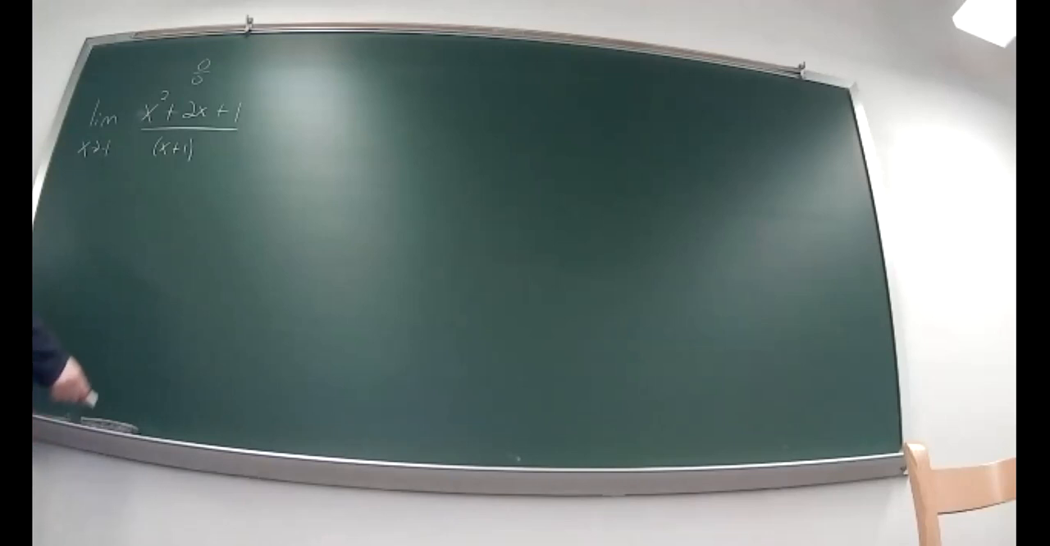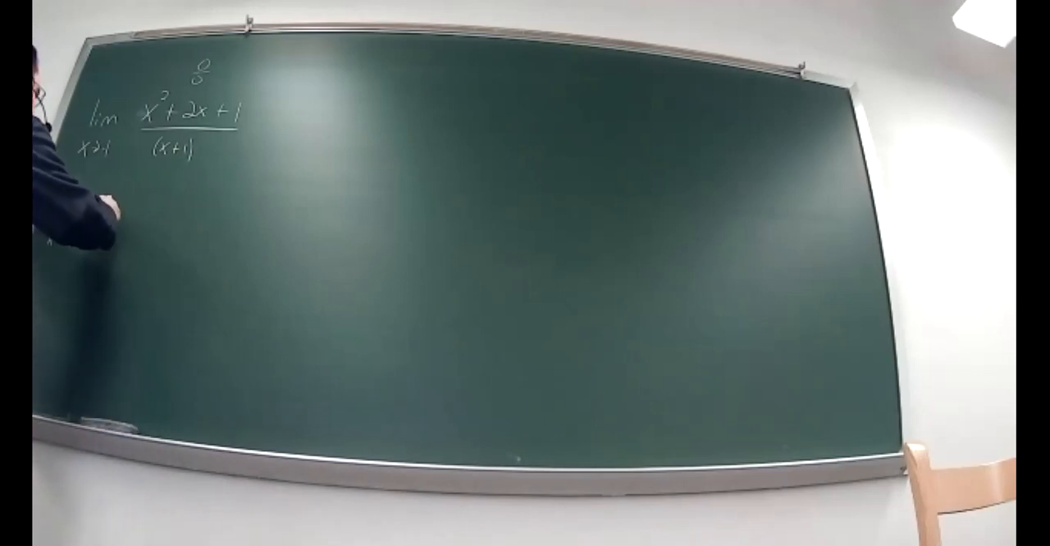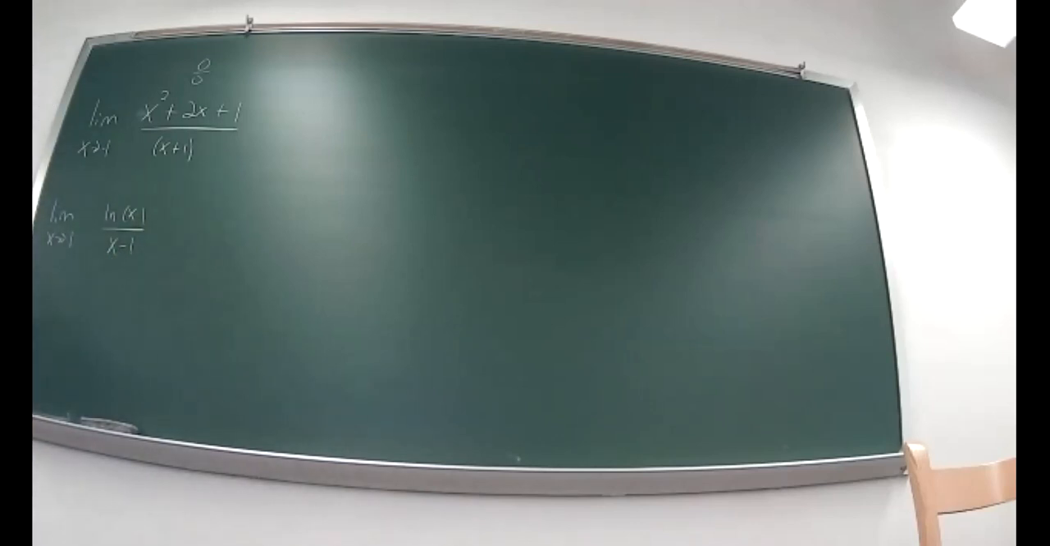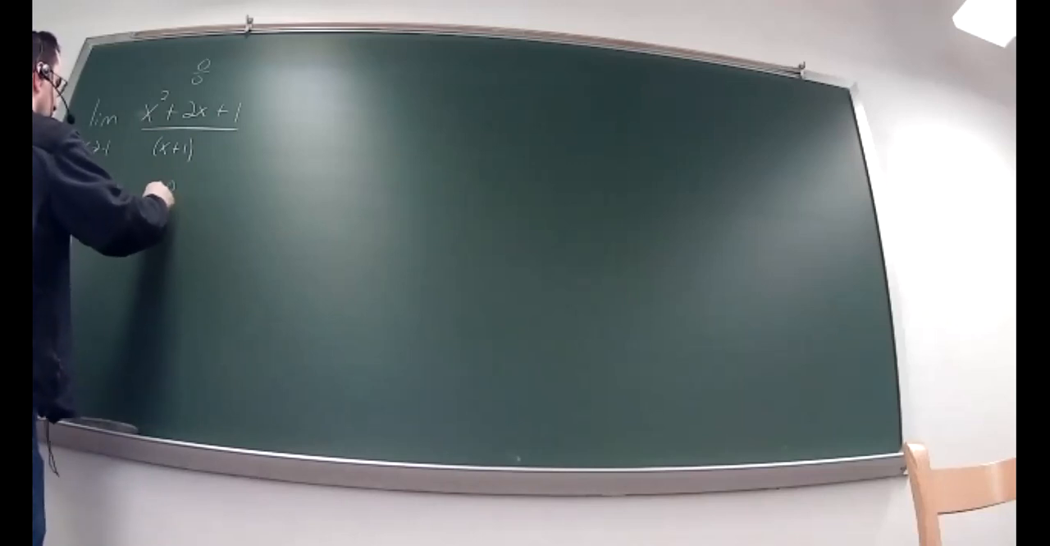What are other ones? Let's look at the limit as x goes to 1 of natural log of x over x minus 1. The natural log of 1 is equal to 0 because e to the 0 is equal to 1. And of course, if I plug in 1 for x downstairs, I'll get 0. So this is another indeterminate form of the form 0 over 0.